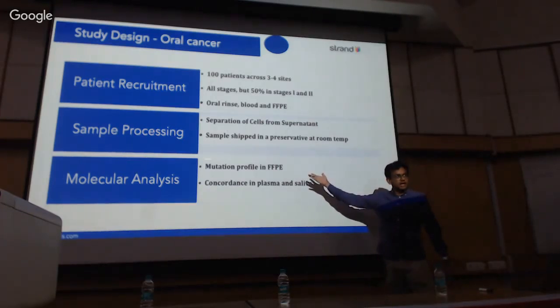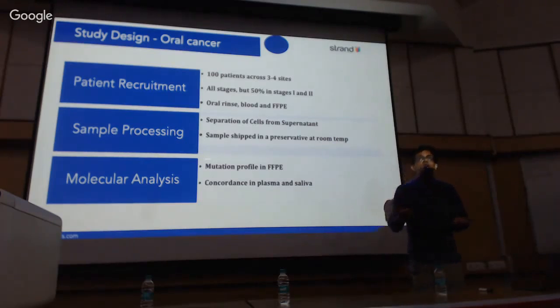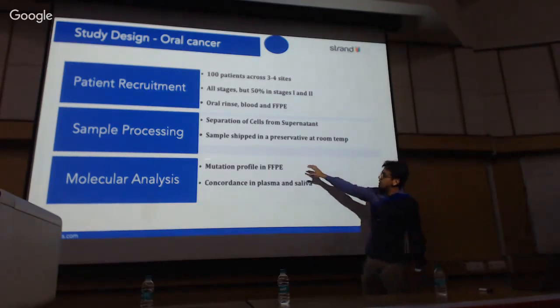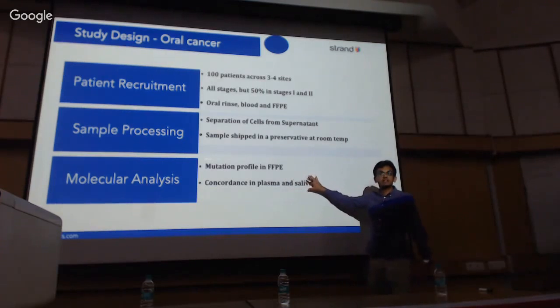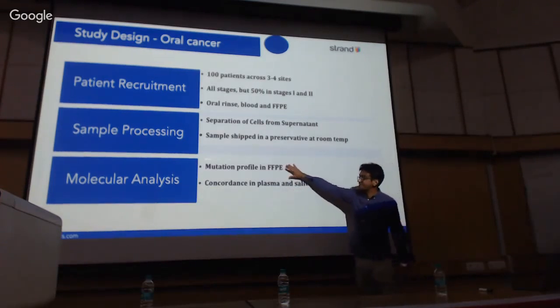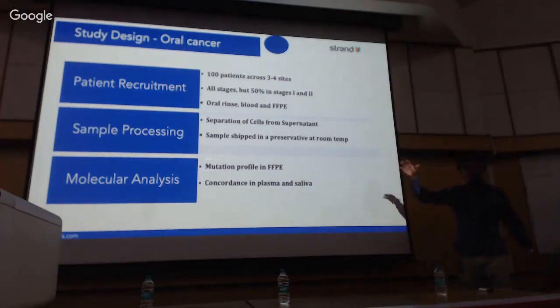Essentially, what we're doing is there's saliva, and then there's plasma, and then there's the solid tumor itself. So these patients that we're recruiting all have oral cancer. They have a tumor, they have, of course, saliva, and we're taking blood from them. And what we're trying to do is look at the mutation profile in the solid tumor and see how well it matches with the plasma and saliva. So this is a three-way concordance, you can think of it that way, if you like.